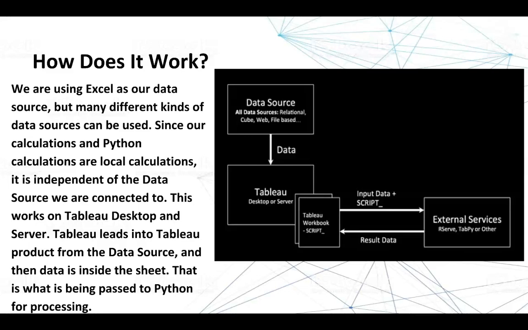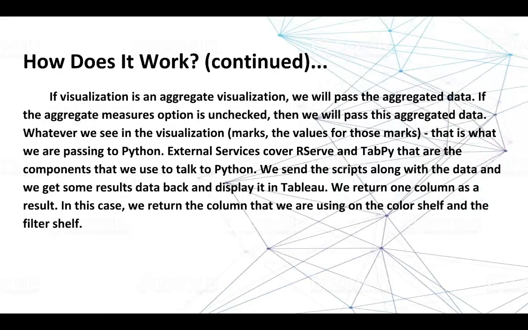Tableau leads into Tableau product from the data source, and then data is inside the sheet. That is what is being passed to Python for processing. If visualization is an aggregate visualization, we will pass the aggregated data. If the aggregate measures option is unchecked, then we will pass this aggregated data. Whatever we see in the visualization marks the values for those marks. That is what we are passing to Python.